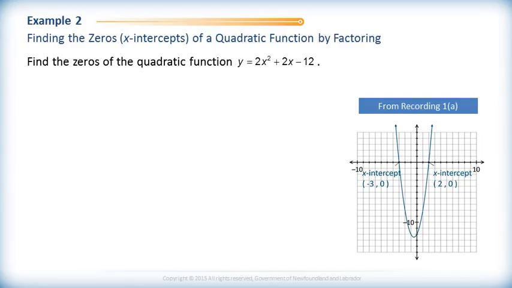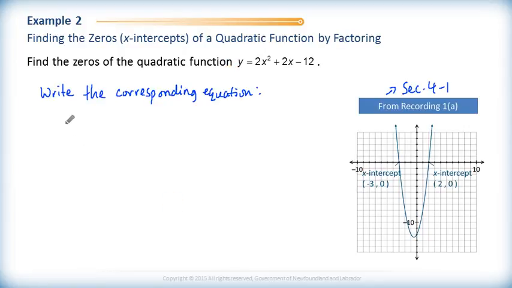On to example 2, finding the zeros of a quadratic function by factoring. Recall that the zeros of a function are the same as the roots of the corresponding equation. In recording 1A from our recordings in Section 4.1 on roots and x-intercepts, we found the x-intercepts of this function, and we had to do it by constructing an accurate graph and determining where the graph crosses over the x-axis. That's not always really easy to do. Let's do this problem now by factoring.